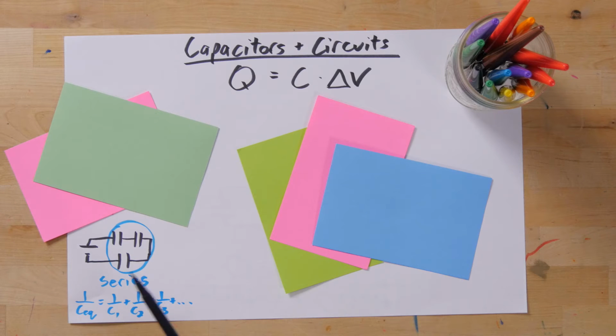For capacitors in series, they must hold the same charge. To reduce a bunch of capacitors in series to a simpler circuit, we use the following relationship. Notice that this goes on for as many as you have in series.